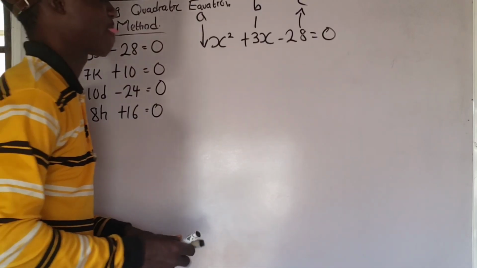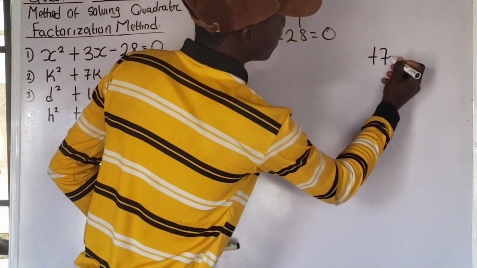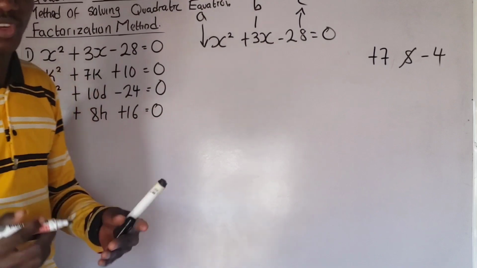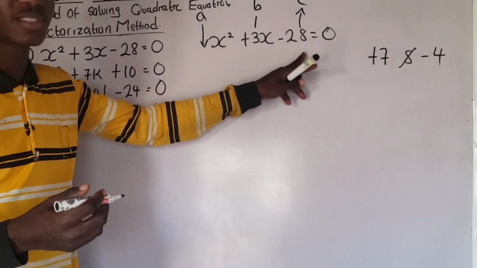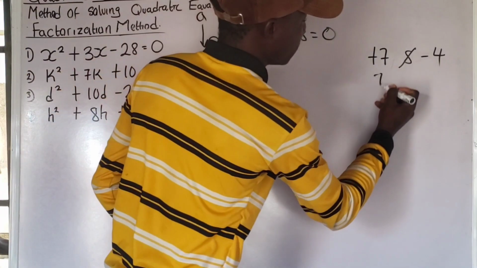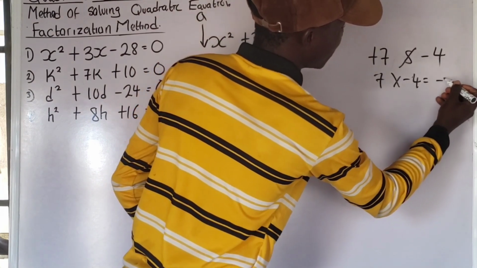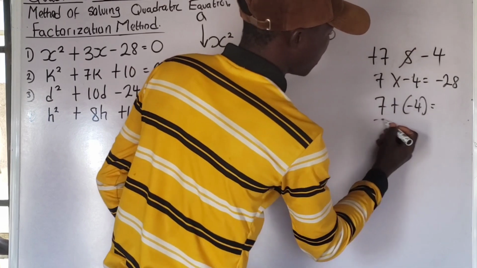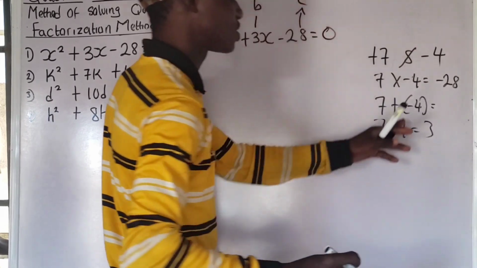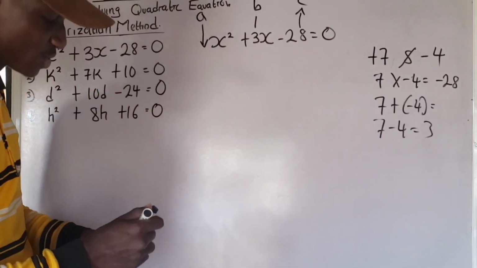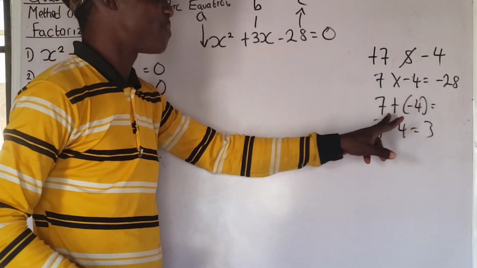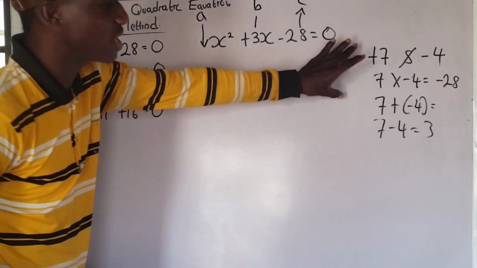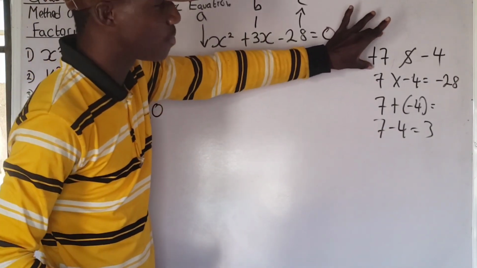Those numbers are positive 7 and negative 4. You just have to think. 7 times negative 4 gives me negative 28. Let us try. 7 times negative 4 is negative 28, because positive times negative is negative. And 7 plus negative 4 is 7 minus 4, which is 3. So those two numbers are positive 7 and negative 4. If I add these two numbers together, I get 3. If I take their product, I get negative 28.